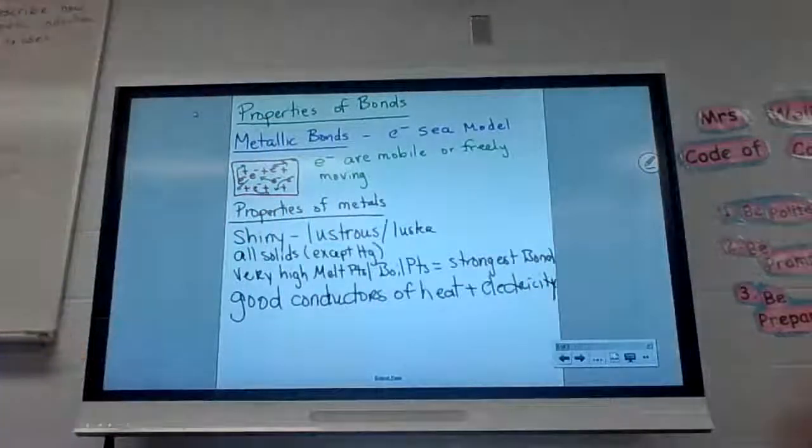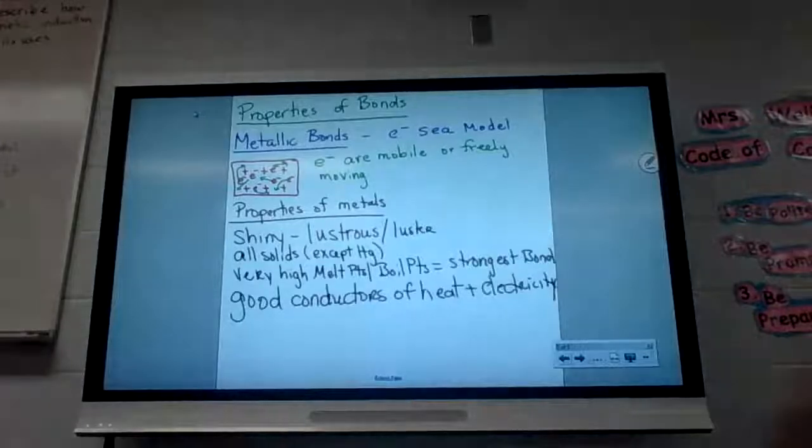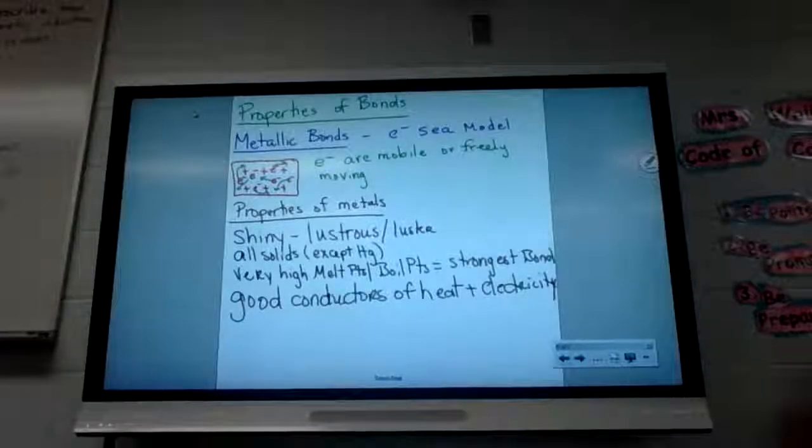For example, I have one outlet in here that some Yahoo last year stuck a paperclip in after I told him not to do it. Spark shot across the room. He spent the rest of the year in Jacket Academy. He was trying to do a science experiment. No, he wasn't. I already told him not to. We'd studied electricity.